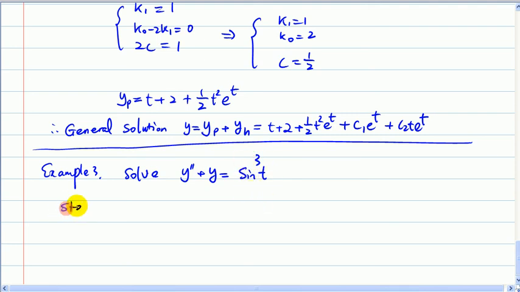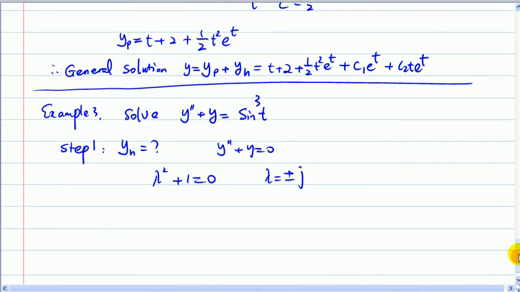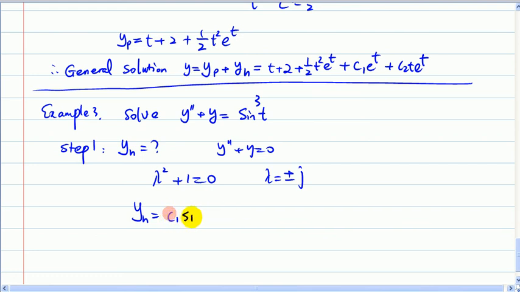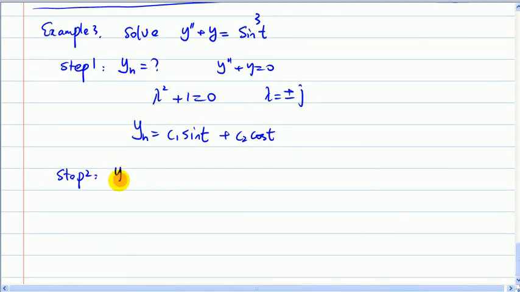Let's take a look at step number 1, of course. What's yh? yh is the solution of this. So lambda squared plus 1 equals 0. That's the characteristic equation. Lambda equals plus or minus i. So your yh equals c1 sine t plus c2 cosine t. Step number 2 is to obtain the yp.